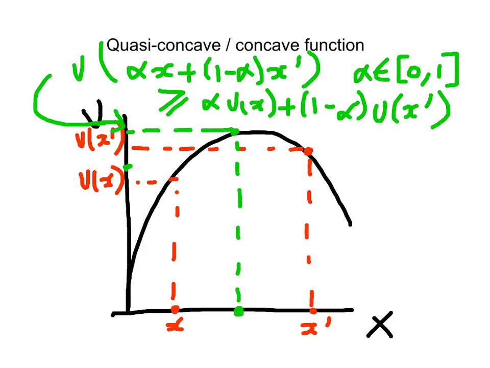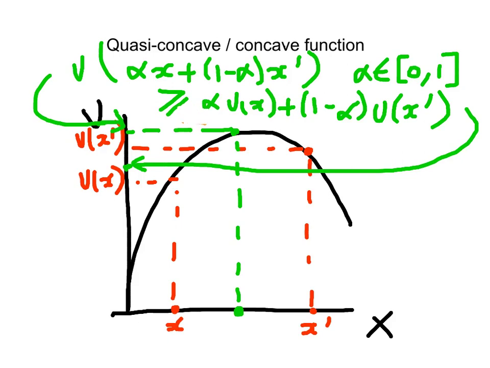Okay, so this whole number here, this is found here. Okay, I'm trying to draw this. So that's the property of a concave function. For a convex function, it would be the same thing, except that we would be saying that the utility of alpha x plus 1 minus alpha x prime would be lesser than or equal to, okay, the linear combination of the utility of x and x prime. Okay.